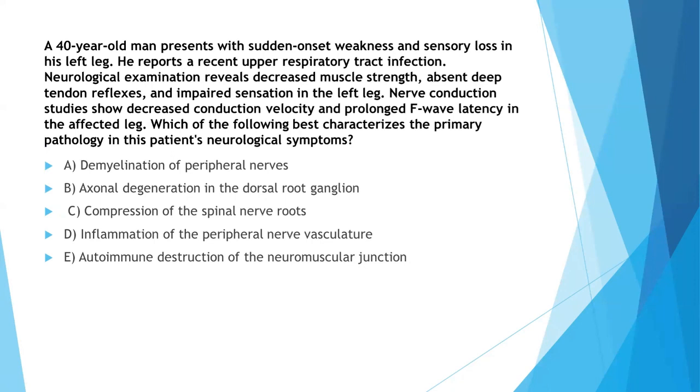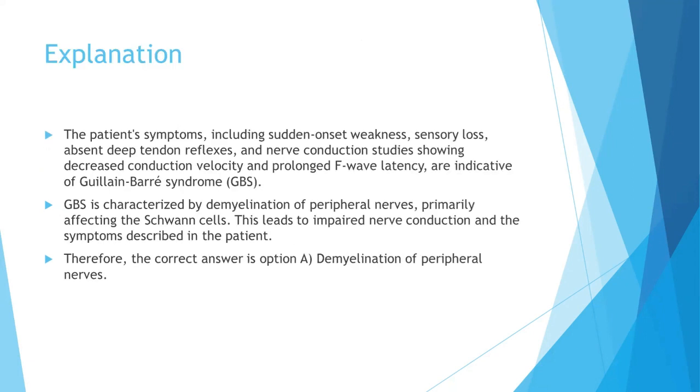Demyelination of peripheral nerves, axonal degeneration in the dorsal root ganglion, compression of the spinal nerve roots, inflammation of the peripheral nerve vasculature, autoimmune destruction of the neuromuscular junction. The patient's symptoms, including sudden onset weakness, sensory loss, absent deep tendon reflexes, and nerve conduction studies showing decreased conduction velocity and prolonged F-wave latency, are indicative of Guillain-Barré syndrome. So Guillain-Barré syndrome is characterized by demyelination of peripheral nerves, primarily affecting the Schwann cells, and this leads to impaired nerve conduction and the symptoms described in this patient. Therefore, the correct answer is A, demyelination of peripheral nerves.